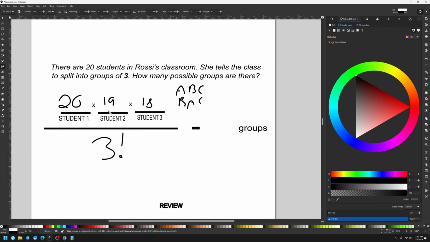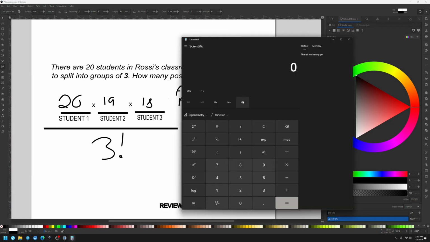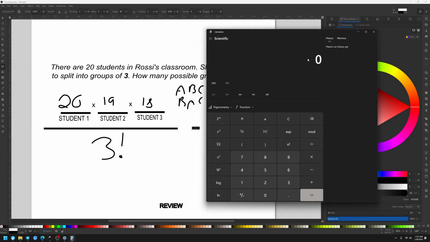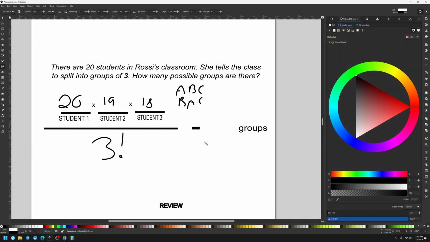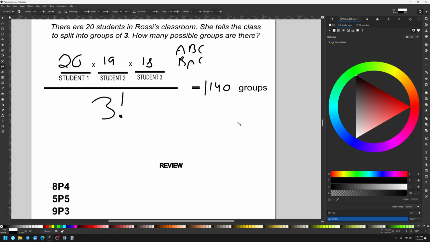Okay, so 20 times 19 times 18 divided by 3 factorial. We're going to need a calculator for that. 20 times 19 times 18 divided by 3 factorial, which is 6, and we get 1140. There's 1140 groups. Okay, let's review.